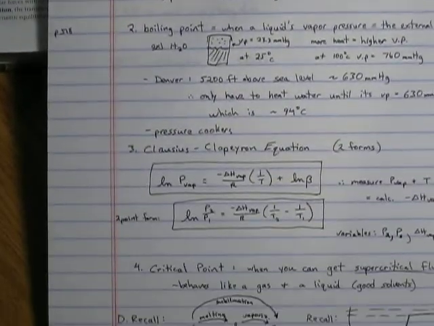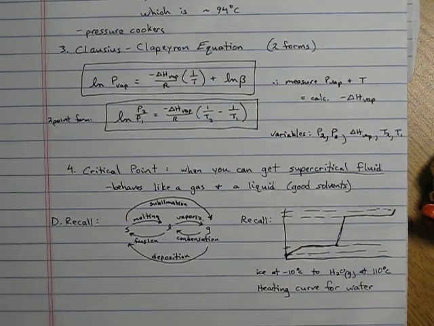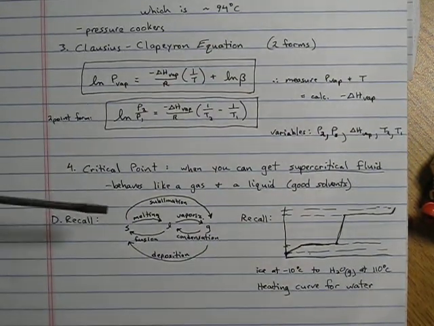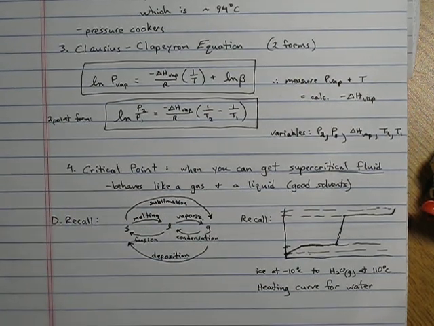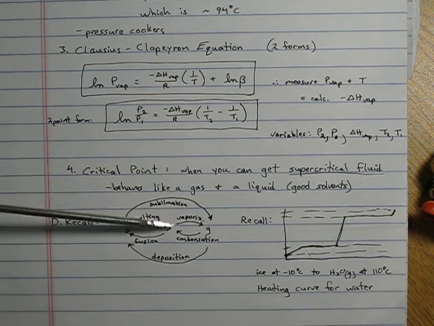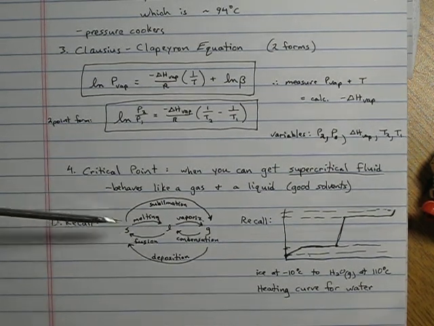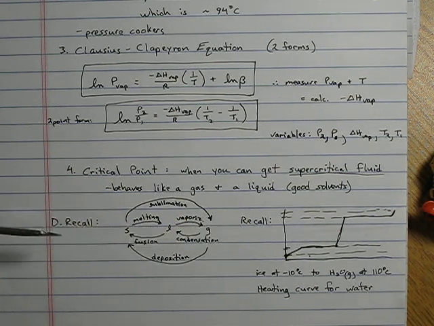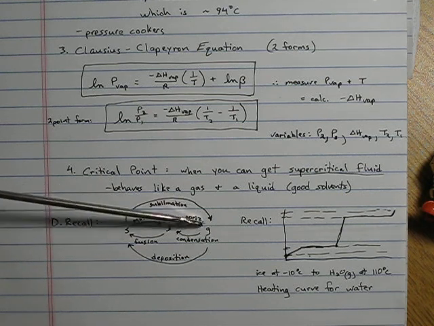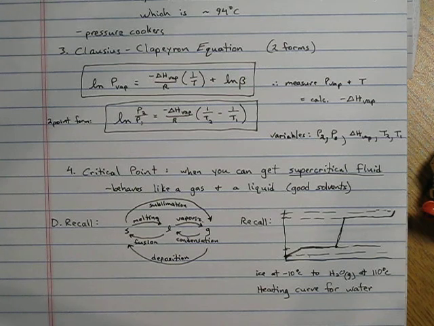So, the next two items in the book are stuff we've already covered, so we don't have to spend hardly any time on this. But we remember that if you have a solid and a liquid and a gas, there are processes going on in between those. Solid to liquid is melting, liquid to solid is fusion, liquid to gas is vaporization, gas to liquid is condensation. Recall, solid to gas is sublimation, and then gas straight to solid is deposition.